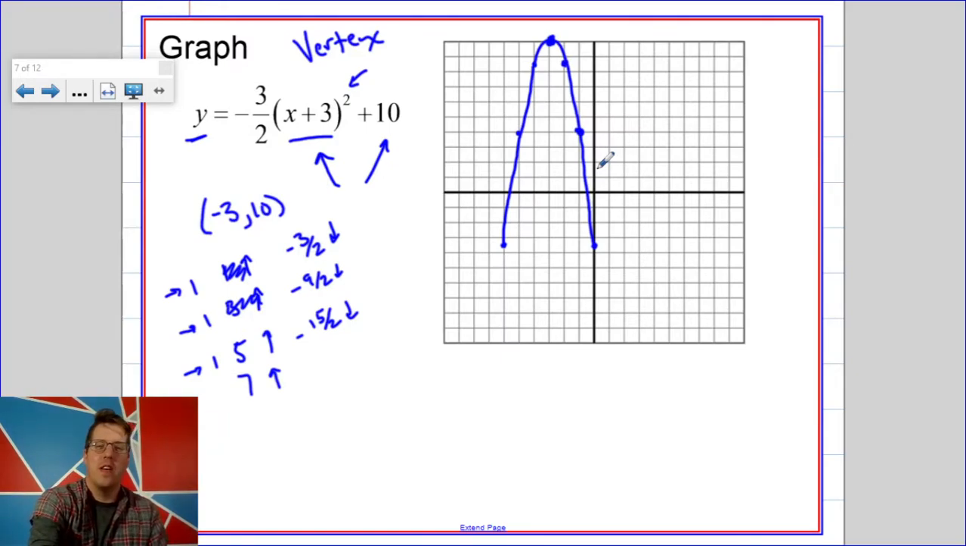All right. So, important thing, recognize that it's in vertex form. Remember the 1, 3, 5, 7 rule, and remember that your steps are over 1 down 3/2, for example, not down 3 over 2 like you would for slope.